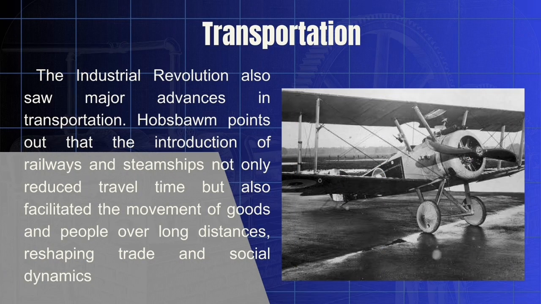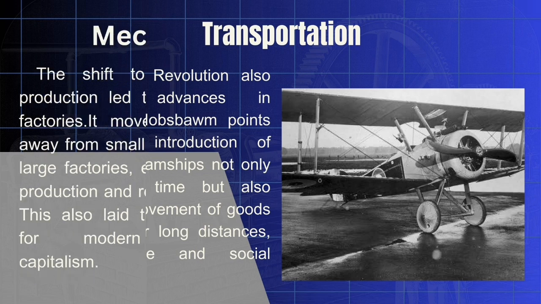In terms of transportation, the Industrial Revolution also saw major advances. The introduction of railways and steamships not only reduced travel time but also facilitated the movement of goods and people over long distances, reshaping trade and social dynamics. By the 20th century, the advancement of railways, automobiles, and airplanes revolutionized transportation, enabling faster, more efficient, and long-distance travel, which greatly facilitated global trade, mobility, and urbanization.